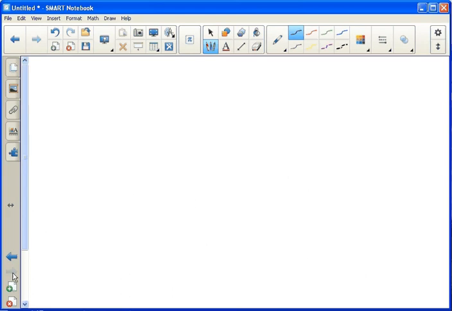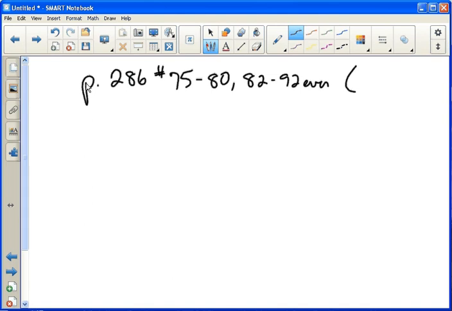So the homework for this night was page 286, numbers 75 through 80, and then 82 through 92 even. And those are all on the second fundamental theorem. And then also on page 285, I'd like you to do number 49 through 52. Those are 4 average value problems.